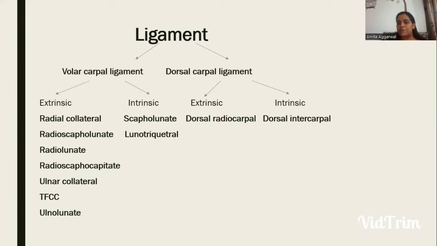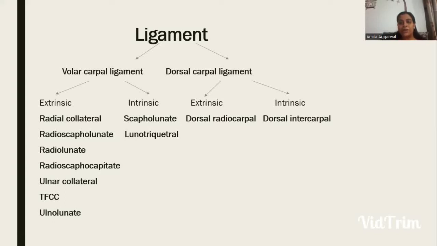Also, on the volar aspect, to provide good stability, the extrinsic ligaments include the radial collateral ligament, ulnar collateral ligament, radioscapholunate ligament, radiolunate ligament, radioscaphocapitate ligament, triangular fibrocartilaginous complex, and the ulnolunate ligament.